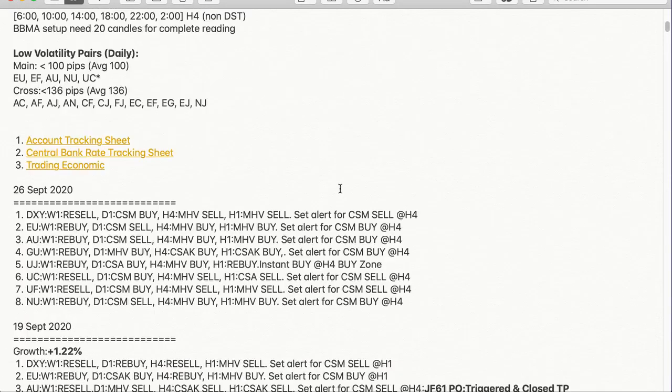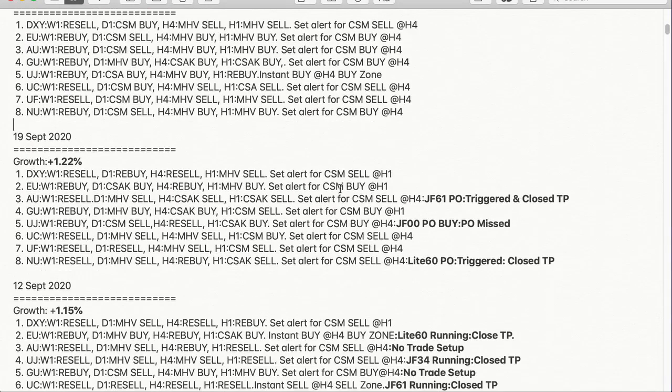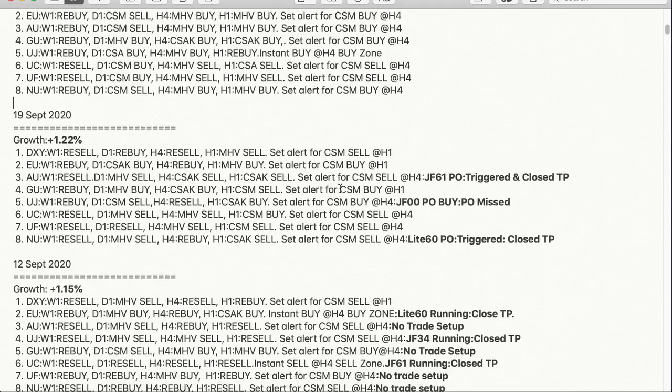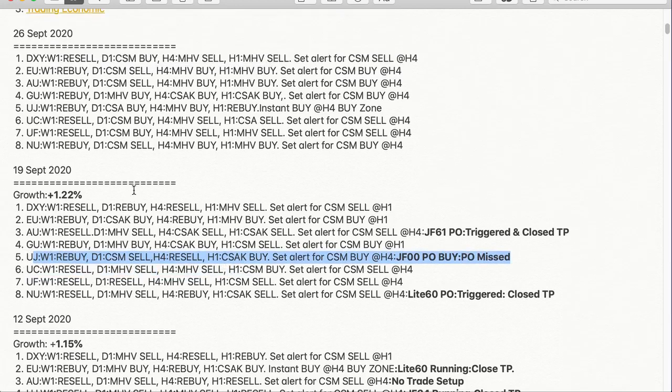Let's review the last week's trade performance for the week of 19th of September. Last week has been a winning week for us. Our account growth was plus 1.22%. We entered 3 trades, 2 trades took profit and 1 pending order was missed, so we did not participate in UJ buy. Okay, for this week's setup, let's look at TradingView.